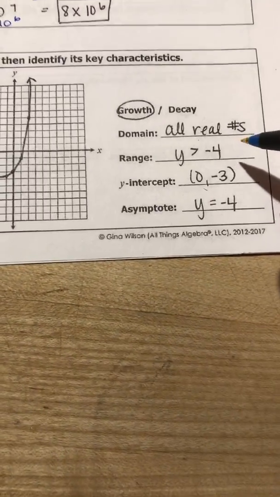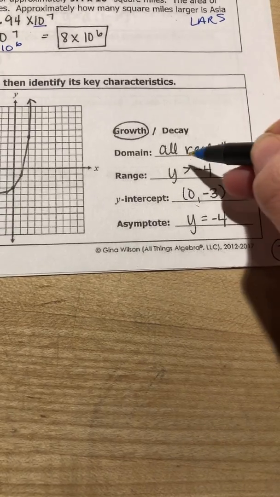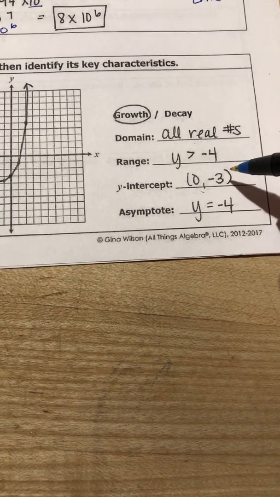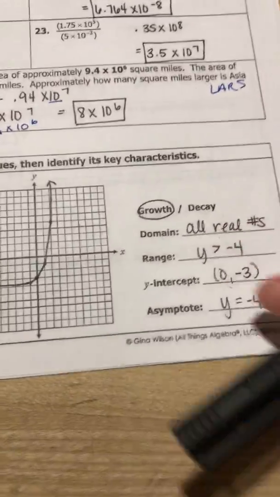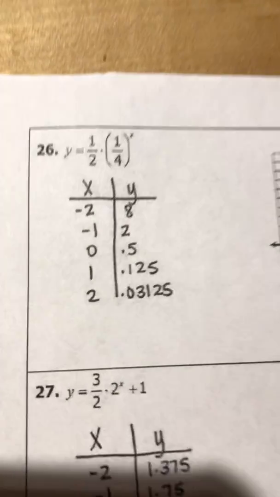The domain is, I could put any number in for x. The range is just like the asymptote. It's just any y value that's greater than -4. My y-intercept, asymptote, -4. You guys are probably experts at this now. The next page, there's 2 more here. I'll show this to you.